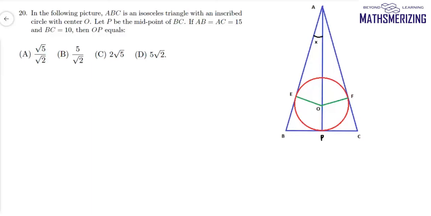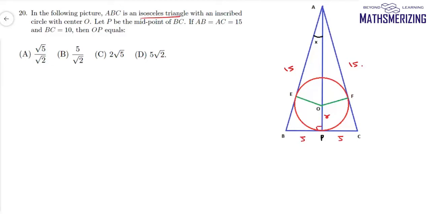Now in question number 20, it says ABC is an isosceles triangle with an inscribed circle with center O. Let P be midpoint of BC. If AB equals AC is equal to 15, so this is 15 and this is also 15, and BC is 10, so that means this value is simply 5. So this is 5 and this is 5. Now we need to find length of OP, which is nothing but radius of in circle.